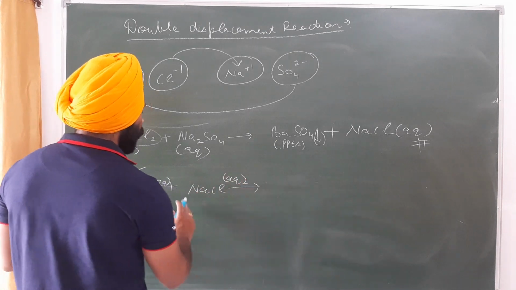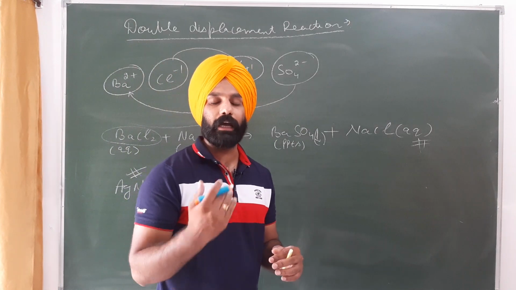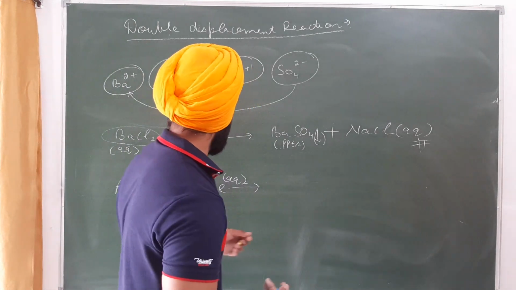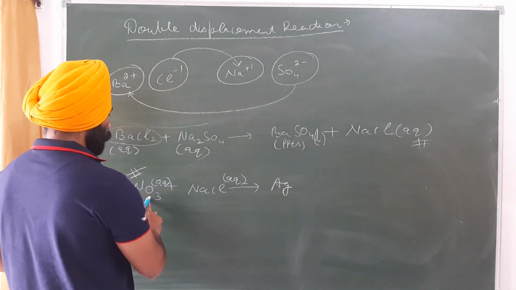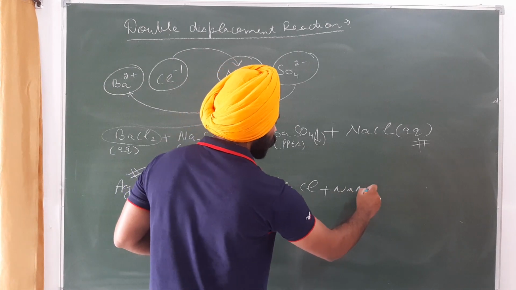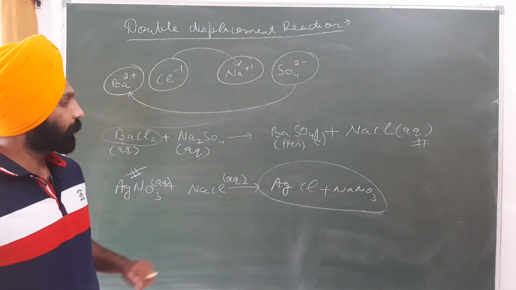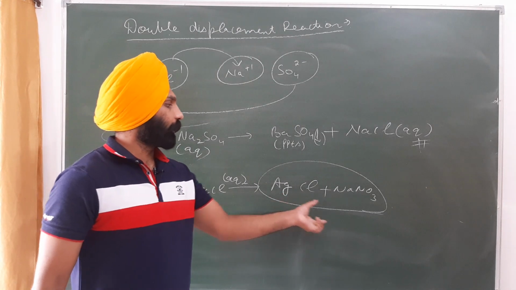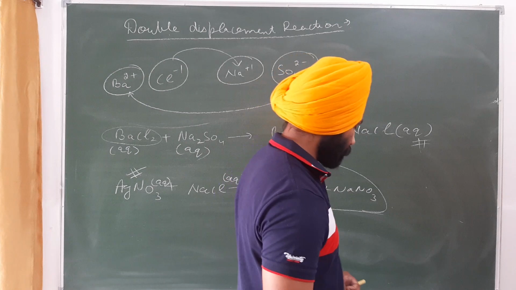and we will have, as expected, products like AgCl plus NaNO3. AgCl will be the precipitate and NaNO3 will be in aqueous form.